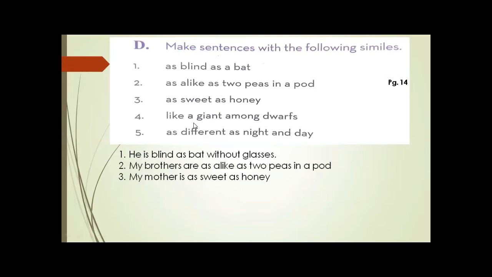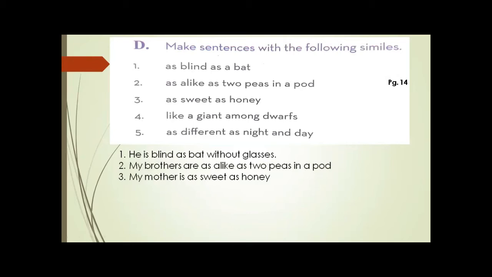Now, number four, like a giant among dwarfs. It means a person of exceptional importance or reputation. The person or a thing or a place is very important among a lot of things.